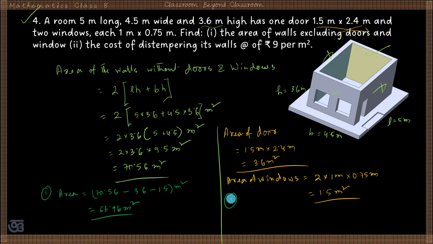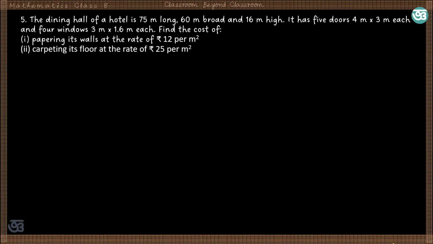And number 2 is the cost of distempering the walls at the rate of ₹9 per meter square. So cost is equal to, so 1 meter square costs ₹9. For 66.96 meter square, we have to do the distempering for 66.96 meter square. So 66.96 multiplied by 9 is equal to ₹602.64.